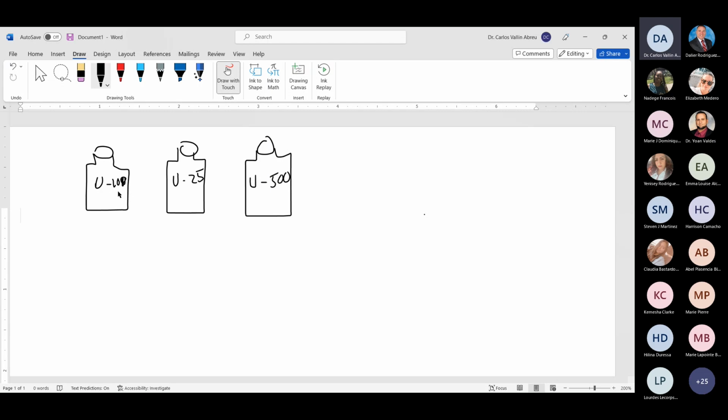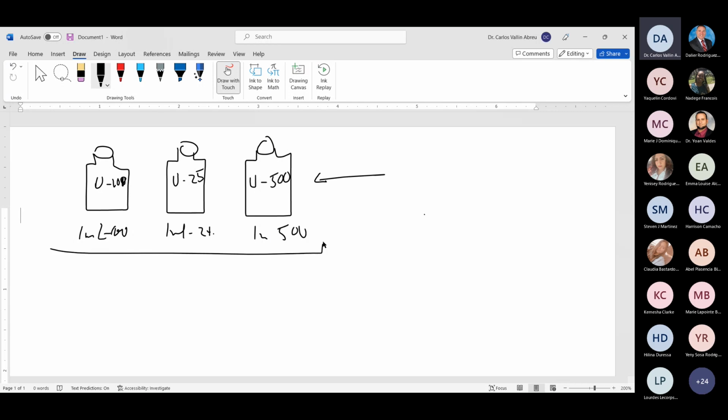What does this U100, U25, U500 mean? And this is an NCLEX question. It's just a number, the number of insulin units per milliliter. Okay, this is the answer. This means how many units of insulin are present in each milliliter. It means that 1 milliliter of this concentration has 100 units. 1 milliliter of this one has only 25 units. And this means that 1 milliliter has 500 units.